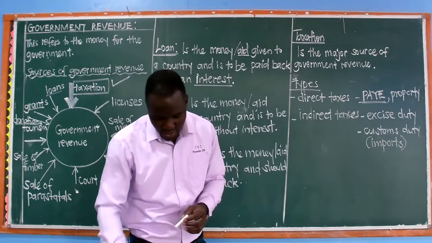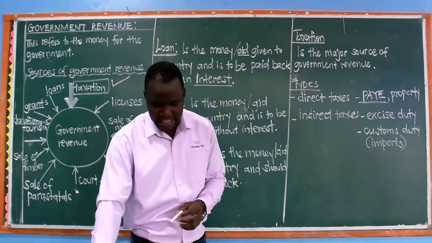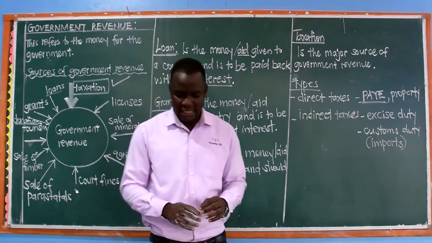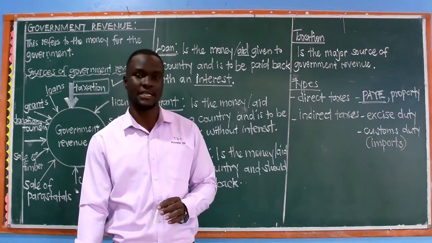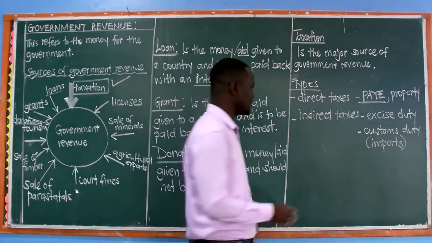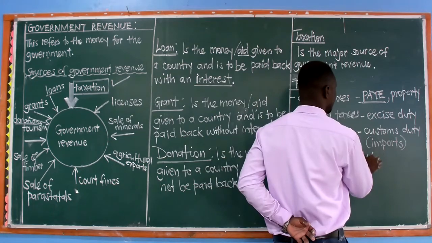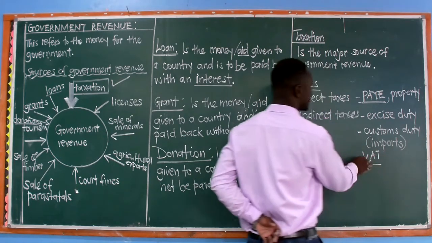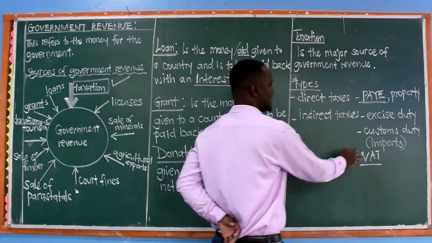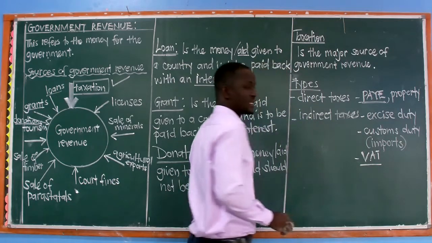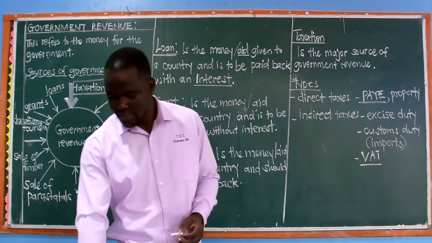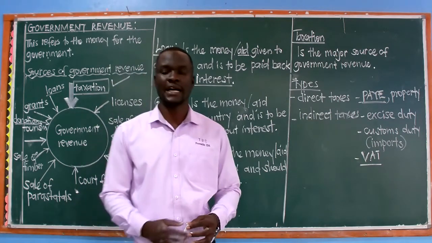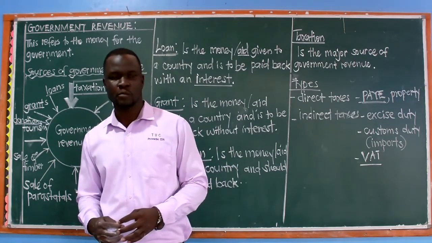Then we have what we call value added tax. The tax which is added to the prices of the goods and services. That is what we call VAT, value added tax. The tax added on goods and services in a country. So those are the three that we have under that.